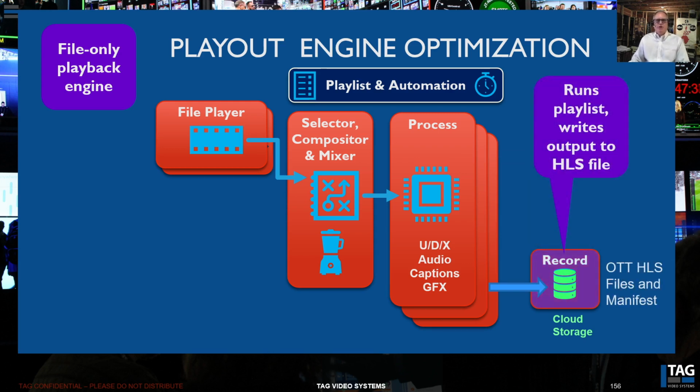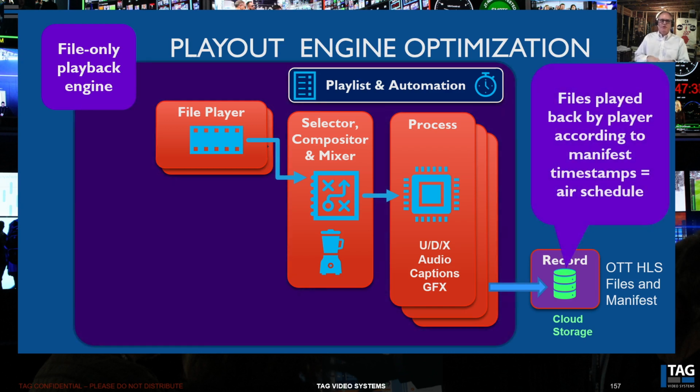So we're going to get rid of that output that we were sending as streams, and we're just going to take this output as HLS and send it right here to the storage. And so when you run the playlist, it writes the output to an HLS file. And that HLS file is actually a live streaming file. So it has metadata that identifies it with timestamps in the air schedule, so the player knows when it's supposed to be getting something. You're not watching something for tomorrow, you're watching the right thing for right now. So there's our playout file only playback engine.